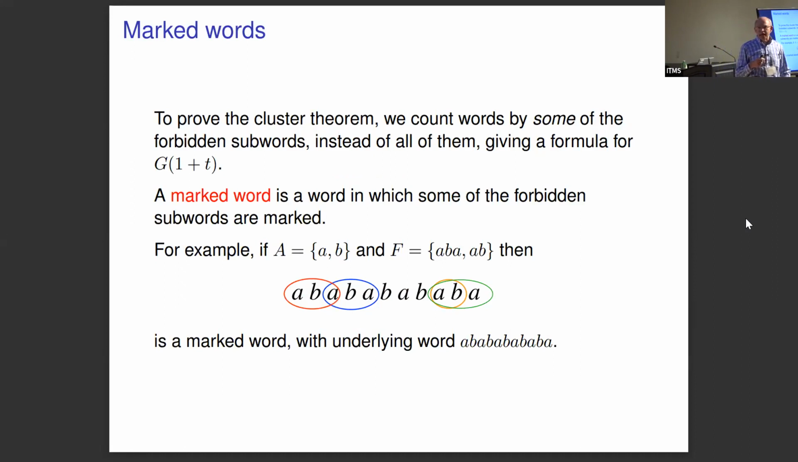The alphabet is AB. The set of forbidden words is ABA, AB. And I've marked the first ABA, a second ABA, and an AB and an ABA. But there's also an AB that's not marked and an ABA that's not marked. So I mark whichever ones I want. And the colors of those ovals don't mean anything. That's just so that you can distinguish them. If I colored them all the same way, then it would be a little harder to tell them apart.